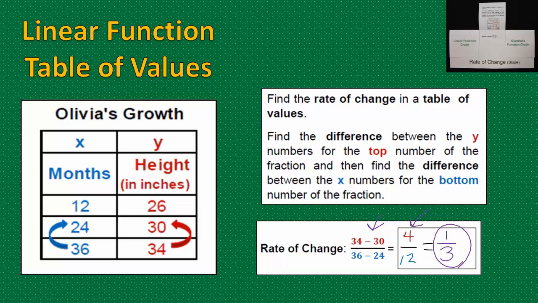Notice that we could have also chosen to say 30 minus 26 and 24 minus 12. That would have worked just as well. 30 minus 26 is still 4, and 24 minus 12 is still 12, and that would still give us a slope of 4/12, which would reduce down to 1/3.